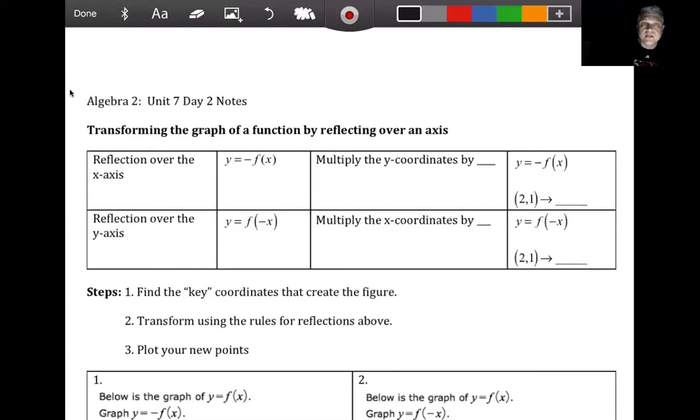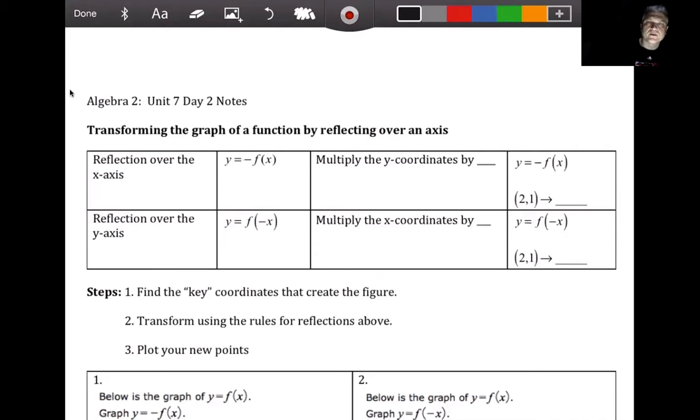Unit 7, Day 2 notes. In Day 1, we looked at taking an equation of a graph and translating it by putting plus or minus inside with the x. That would be a horizontal translation, left or right. Then we did plus or minuses outside of the f of x, and that was a vertical translation up and down. So we're going to do a little bit more transforming. It won't be all translations, but this will be some fun stuff.